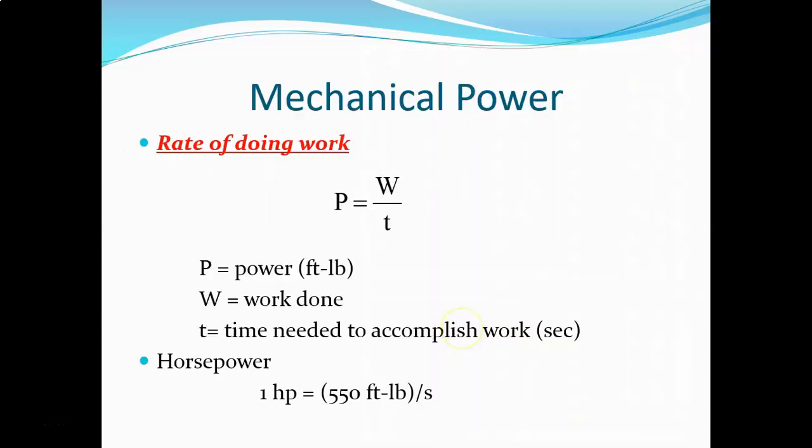All right, mechanical power. This is the rate of doing work. The rate of doing work. So we talked about work earlier and the calculations of that, and we're going to bring back an example we used earlier. So power is the work done, the W, divided by the time it took to accomplish that work.